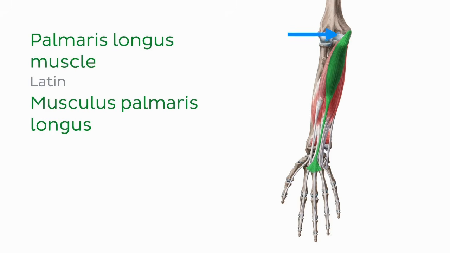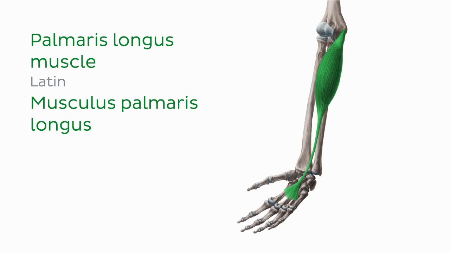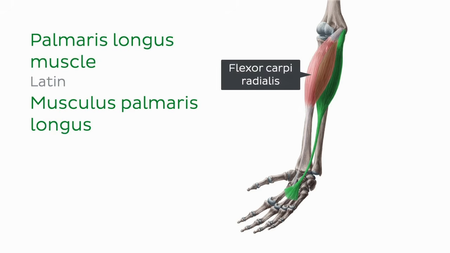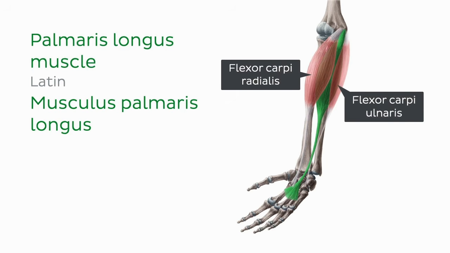This muscle travels down to insert onto the ligamentous structures of the palm of the hand. This muscle is extremely variable, and in fact, not everybody has it. You might be able to find this muscle's tendon if you flex your hand at the wrist joint. If you have this muscle, you should be able to spot 3 tendons on the anterior surface of the wrist. If it's absent, you'll only see 2 tendons, the flexor carpi radialis and ulnaris tendons.